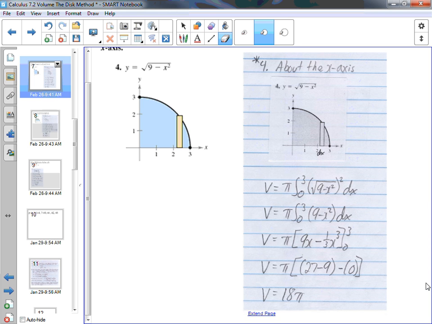Now, they don't give us any units, but if we had units, what would we do with them in our answer since it's volume? Units cubed. All right, now, that's as easy as it gets. We okay on this one? Okay. Any questions?